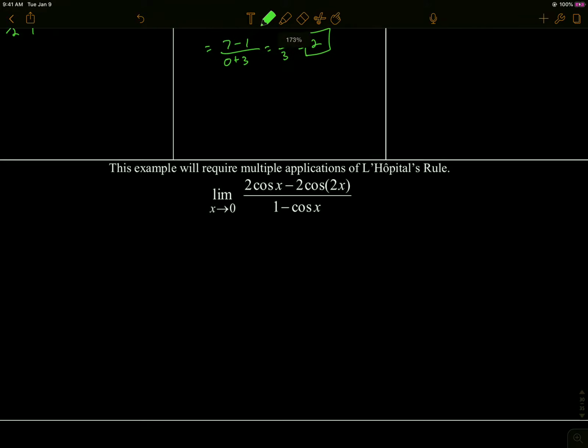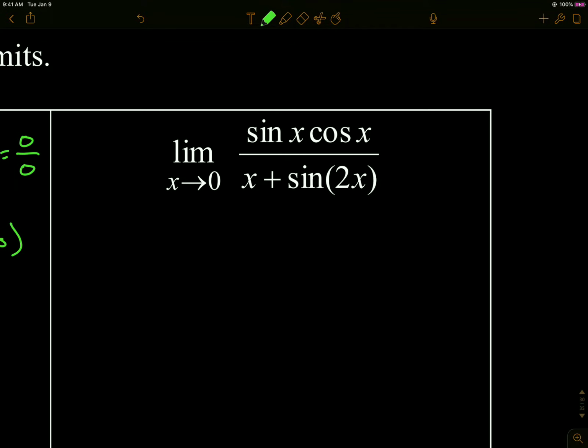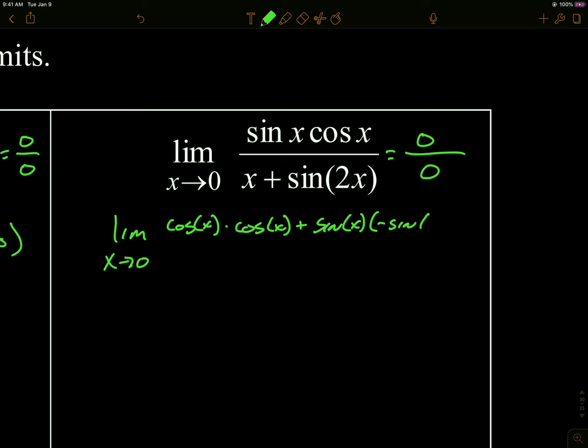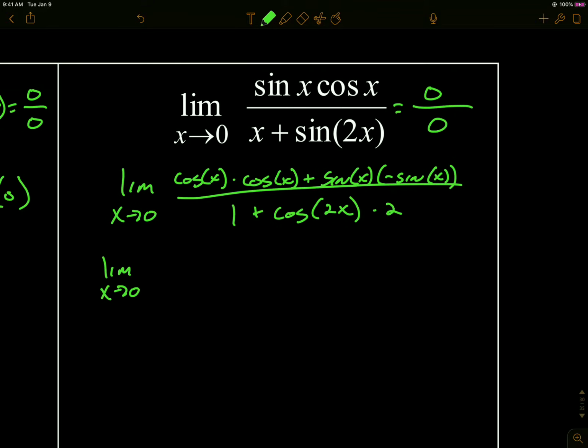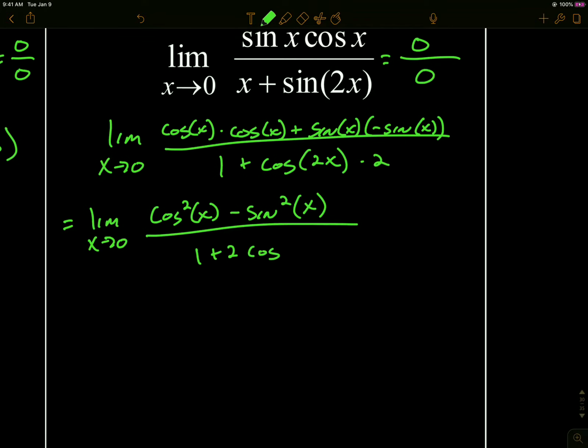And it just goes on and on, and we can still keep using L'Hopital's rule. So sine of 0 is 0, and that's going to be 0 over 0, so L'Hopital, because it's indeterminate form. The derivative of sine times cosine is going to be a product rule on top. The derivative of sine is cosine. Recopy the cosine. Plus, recopy the sine. The derivative of cosine is negative sine. All over, the derivative of x is 1. The derivative of sine is cosine. Don't forget chain rule times 2. Let me simplify this a little bit. Cosine squared of x minus sine squared of x, all over 1 plus 2 cosine of 2x.